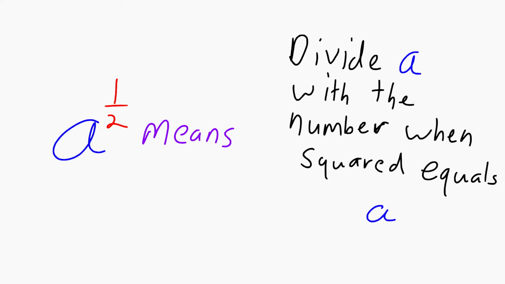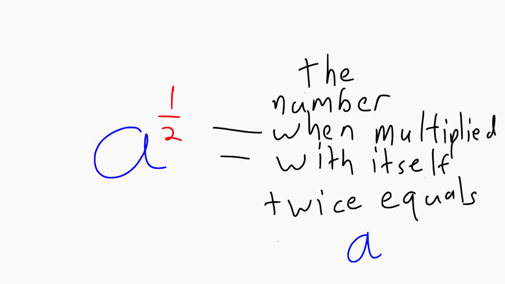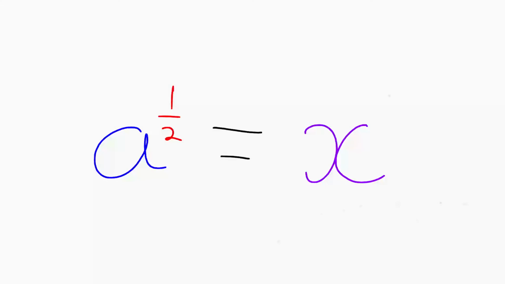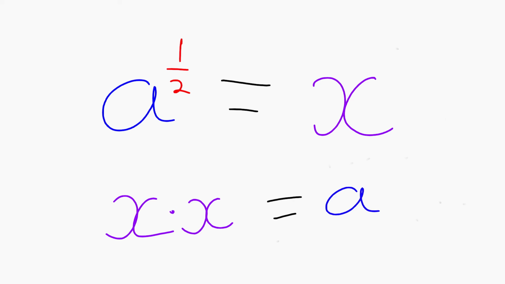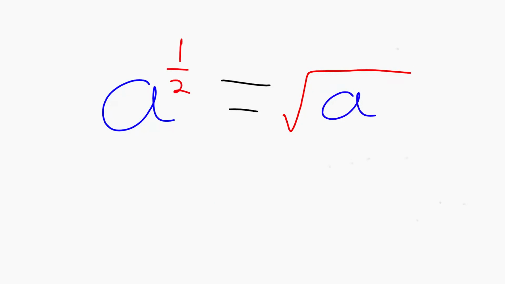So whenever we put a number to the 1/2 power, or we're multiplying its exponent by 1/2, that means we're finding the number that, when squared, equals a. Or in other words, a to the 1/2 is equal to the number that, when multiplied with itself, equals a. So a to the 1/2 is equal to a number x, and x times x is equal to a. Therefore, x is the square root of a, and that is why a to the 1/2 is equal to the square root of a.